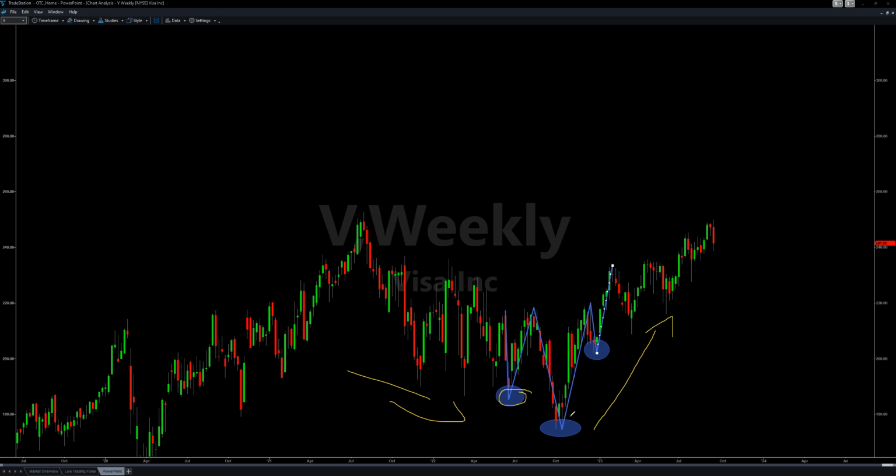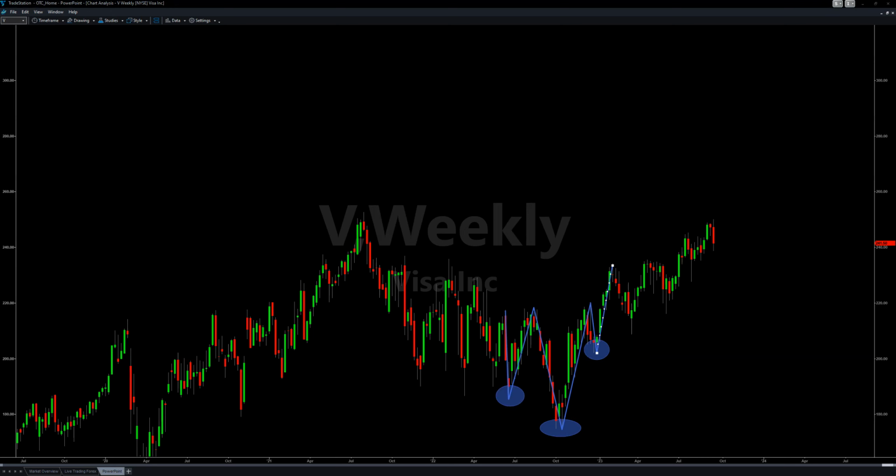Left shoulder, head, right shoulder. We have the same rules here. Both shoulders must be above from the head. Okay, the head must be the lowest point here. Very, very important. And then how we can enter, guys.